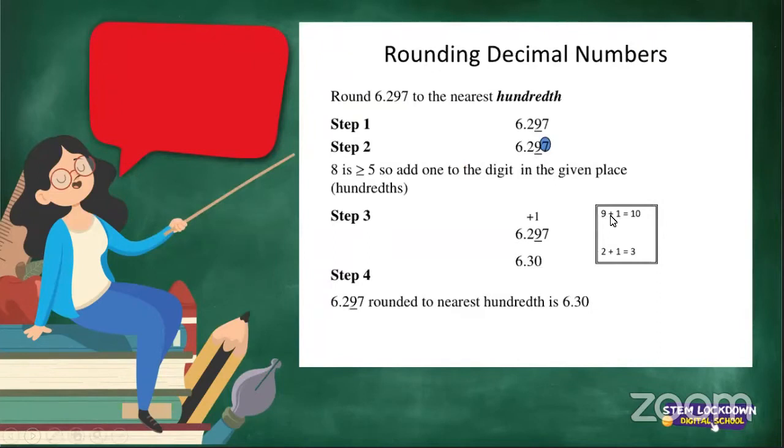You see here in the boxes, for example, you add 9 plus 1 equals 10. Then that 10, we cannot write 10. However, we move to the left and add that 1. It becomes a 1 and we add it to the number on the left. Right, so it's 2 plus 1 equals 3. So the rounded off number will be 6.30.